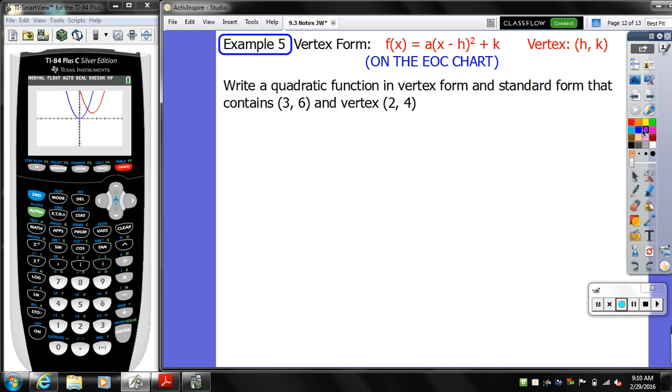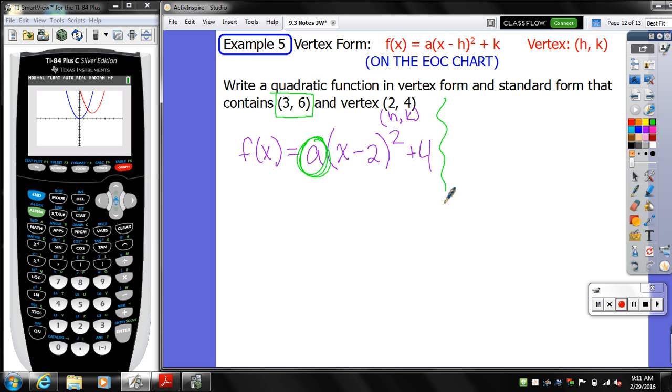So in this case, whenever we go to write this, we have f of x equals, now I don't know what my A is right here, so I'm just going to put A, then parentheses x minus, and remember your vertex is h, k, so that 2 is going to be my h, squared, and then plus 4. Now, as I'm looking at this, we have one problem. We don't know what our A value is. To find our A value, that's why you must have this other point, because we're going to have to do some more side work so that we can figure out what this A value is.